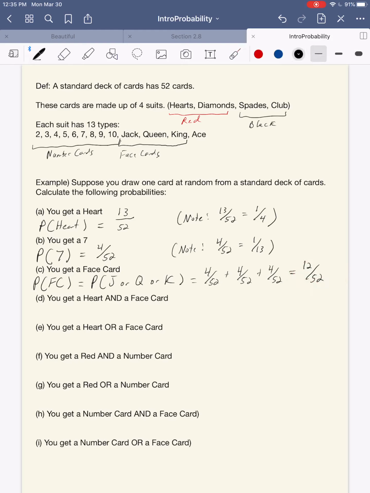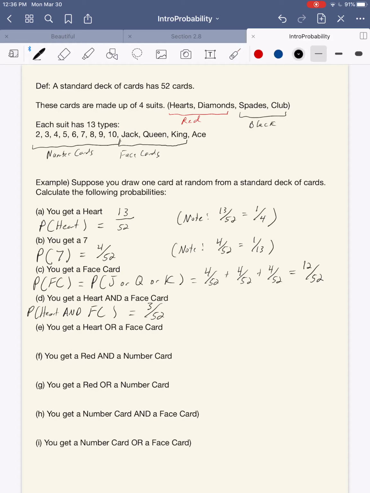All right, now we want to get the probability that you get a heart and face card. So what cards will be both a heart and a face card? Well, that would be the jack of hearts, so one of those, the queen of hearts, one of those, and the king of hearts. So there would only be 3 out of 52 cards that are both hearts and face cards. Remember, whenever you see that and, you need to think of things that have both of those traits. So they have to be a heart and they have to be a face card.